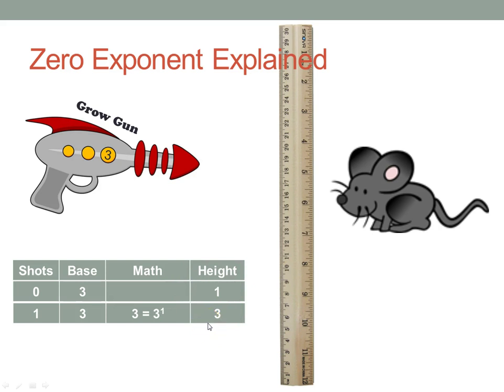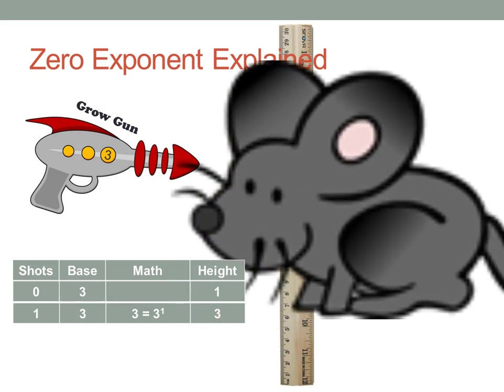I'm going to zap my gun again. You ready? Holy cow, this is getting exciting. So I did 2 shots now. My base is still 3, I haven't changed that on my gun. And this is like 3 times 3, which is 3 squared, which gives me a height of 9. Look at that. It goes from 1 to 10, that's 9.